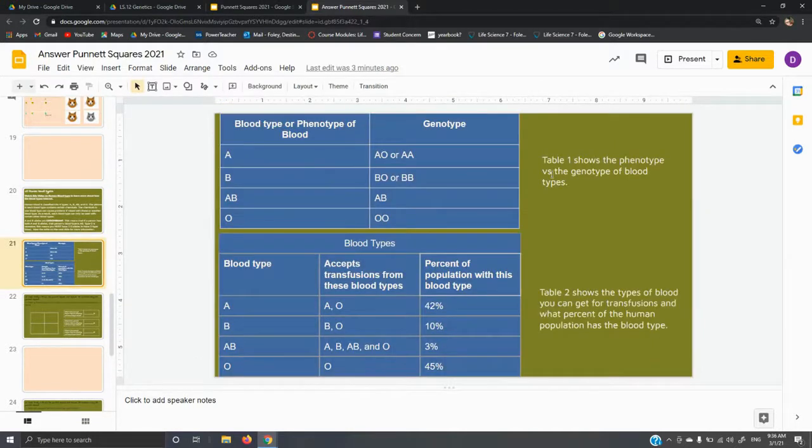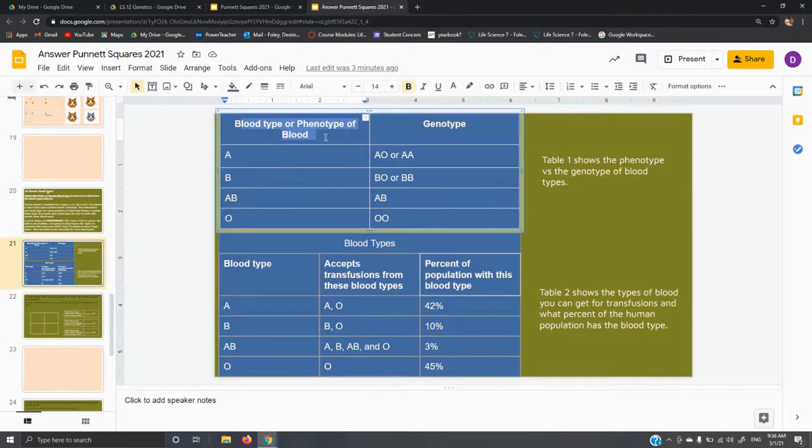So on slide 21, there are a couple tables. So here are the phenotypes. So that means the type of blood that you have. So you could have A type blood, B type blood, AB blood, or O. If you have A type blood, you could have these 2 genotypes: you can have A and O, which means you're heterozygous, or you could be homozygous for type A blood.